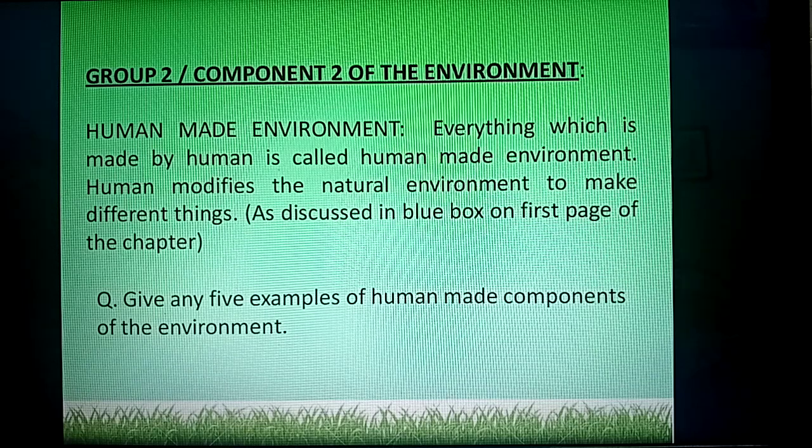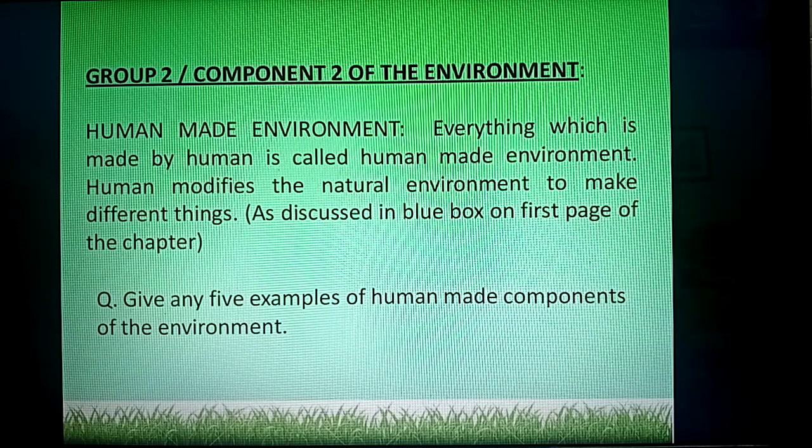Now, second component of the environment. Let's discuss about the second component of the environment. The second component of environment is the easiest one. Why is it very easy? Because there are only the things which are made by human. So these all are the components which are made by human, X, Y, Z. You can make a long list of the same. Now here I am giving you a question: give any 5 examples of human made components of environment.